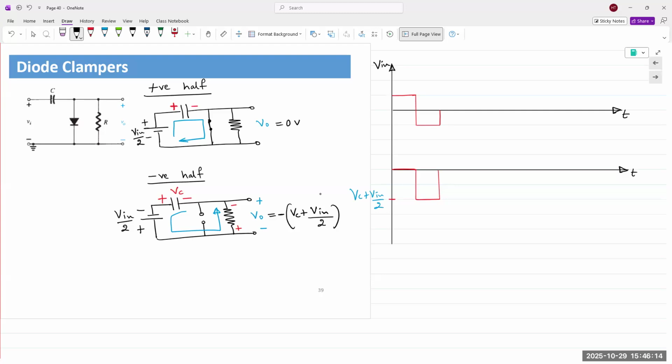The magnitude of what? Oh, I didn't put a value to it, but we can just say it's V in over 2, and here it's minus V in over 2. So I didn't put a specific number to it, but that's what it is. Just assuming that it's symmetrical above the horizontal axis. Okay.